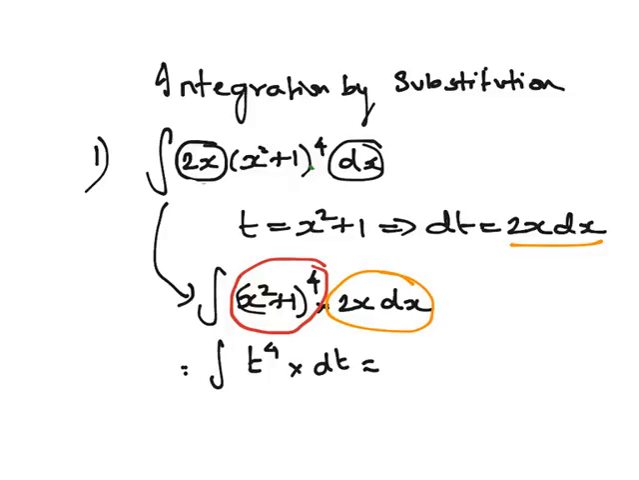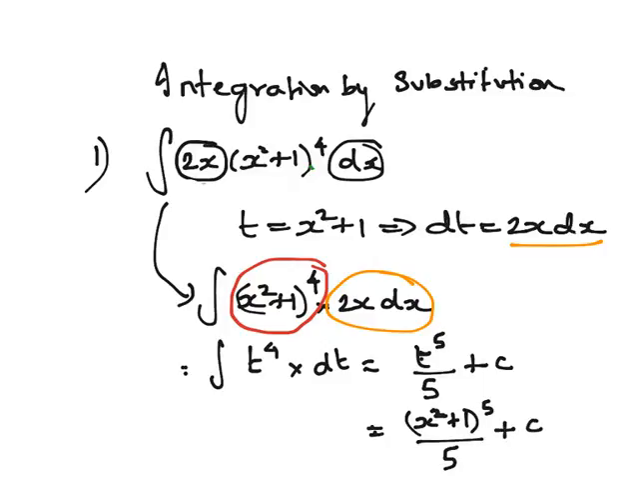The integral of t to the power 4 dt, the indefinite integral, is t to the power 5 by 5 plus c. Then finally you replace t with x squared plus 1, that is (x squared plus 1) raised to 5 by 5 plus c. The function that you see here is the answer, the indefinite integral of the given question. So I hope you understood. So let us solve another problem.